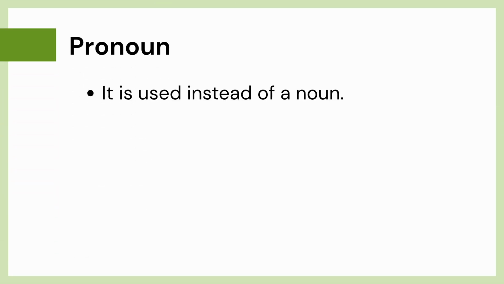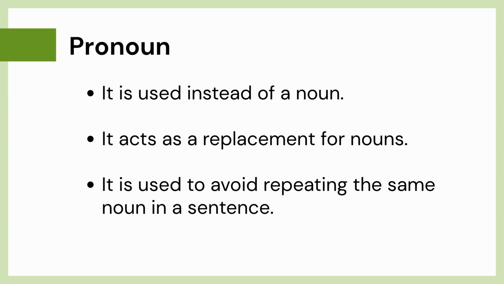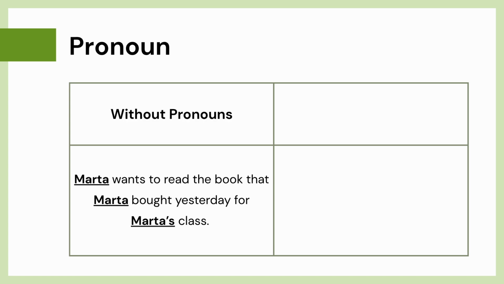A pronoun is used instead of a noun. It acts as a replacement for nouns, and it is also used to avoid repeating the same noun in a sentence. Let's look at some examples. Marta wants to read the book that Marta bought yesterday for Marta's class. If you notice, this sentence without pronouns sounds very unnatural, and we keep repeating the name Marta.